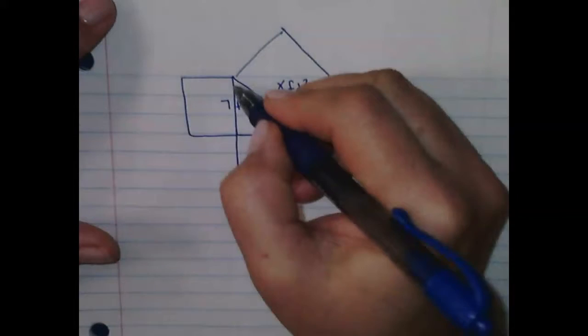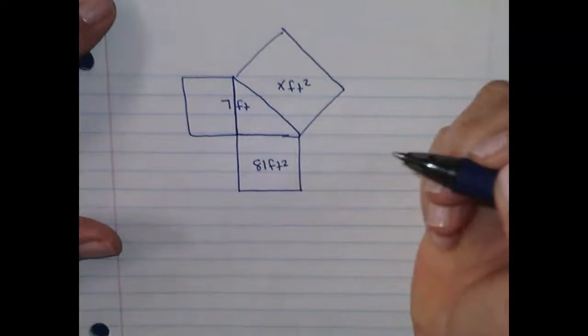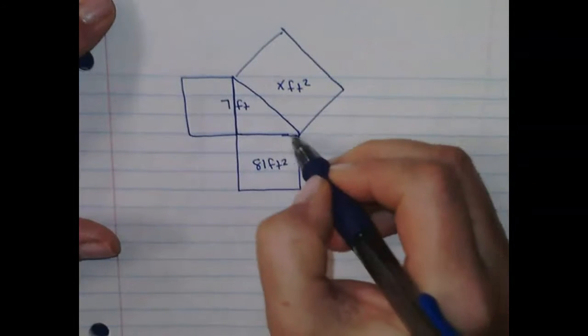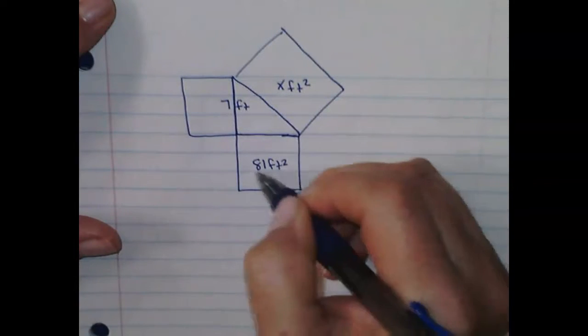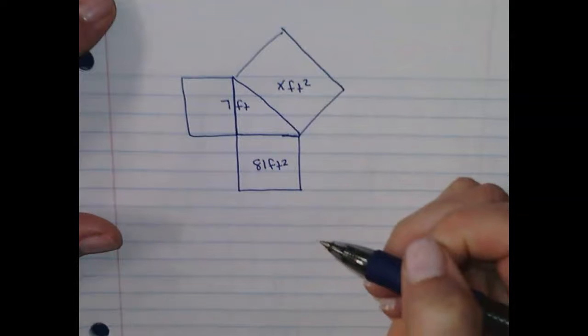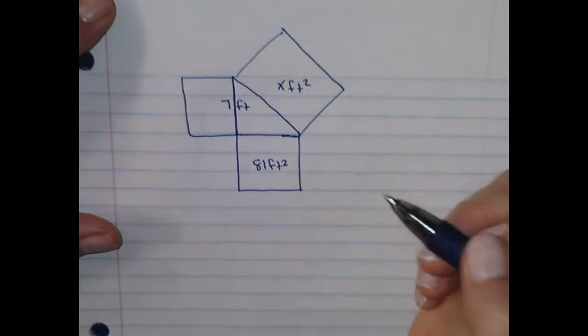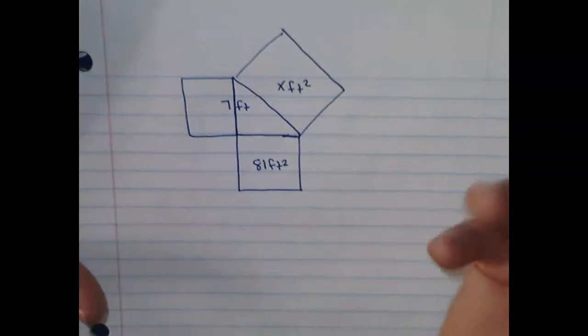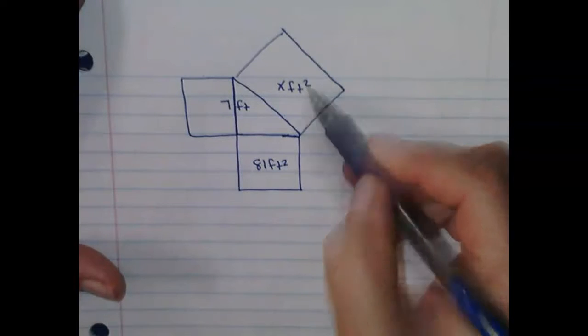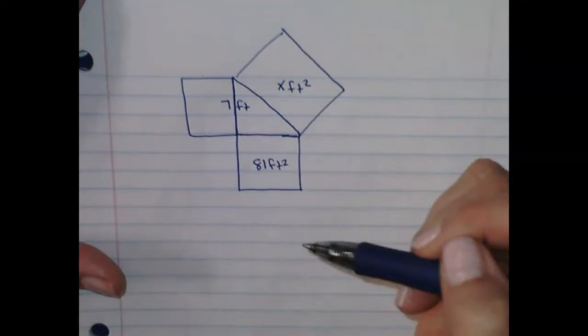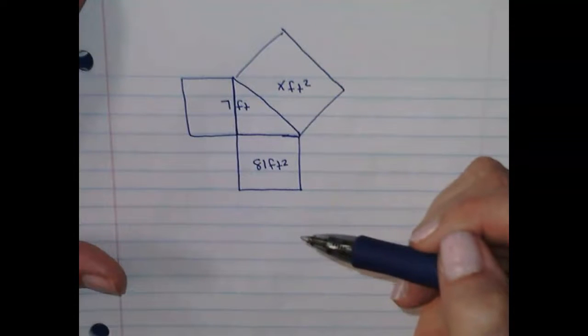Here's a good one to play with. What if I told you this piece was 7 feet long? What if I told you this area is 81 feet squared? And what if I told you to find feet squared? Now, what do you notice about this math problem? Well, that one has feet squared. So does that one. What about that one? It doesn't.